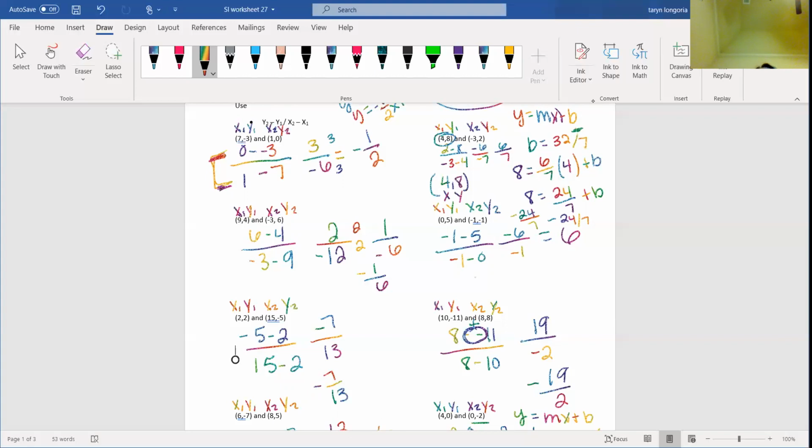So if you were to write out the whole equation, it would be y equals your m, 6 over 7, x, and then what you found for your b. So plus 32 over 7. And that would be your equation.